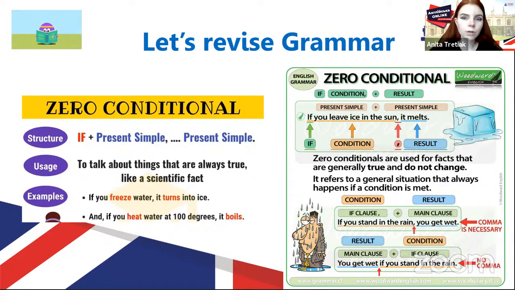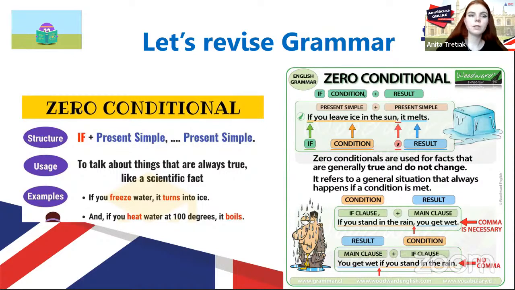If you freeze water, you see this. Yeah, freeze, it's in the present simple tense. And then the result in zero conditional must be in the present simple tense too. If you freeze water, it turns into ice. So you don't have anything else because this is the thing that always happens, that is a true fact all the time. And you don't need to use any other tenses, just the present simple for if clause and the present simple for result.